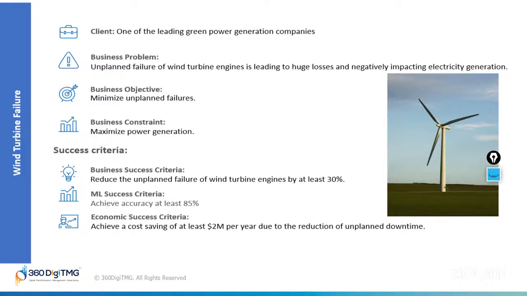Our business problem here was unplanned failure of wind turbine engines, which is leading to huge losses and negatively impacting the electricity generation. Like cost of unplanned downtime. For example, every minute a turbine is offline translates to lost megawatts per hour in revenue, plus exceeded repair cost. Unplanned failures can run into thousands of dollars per incident.